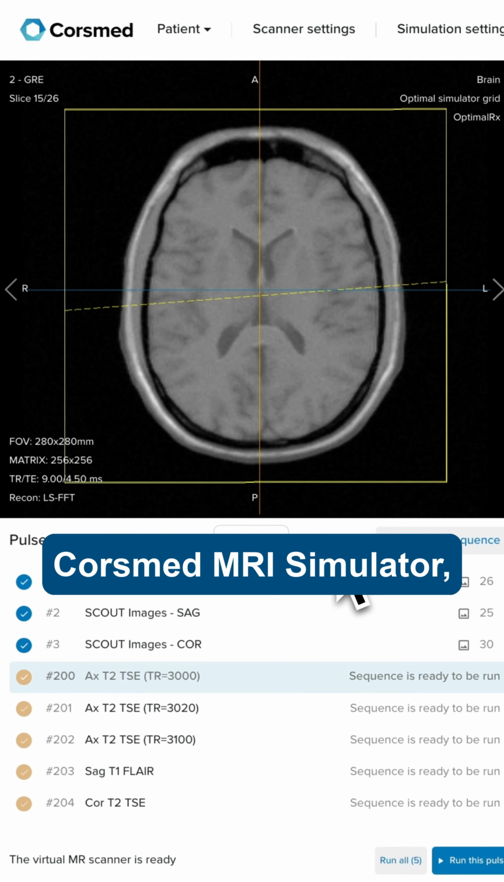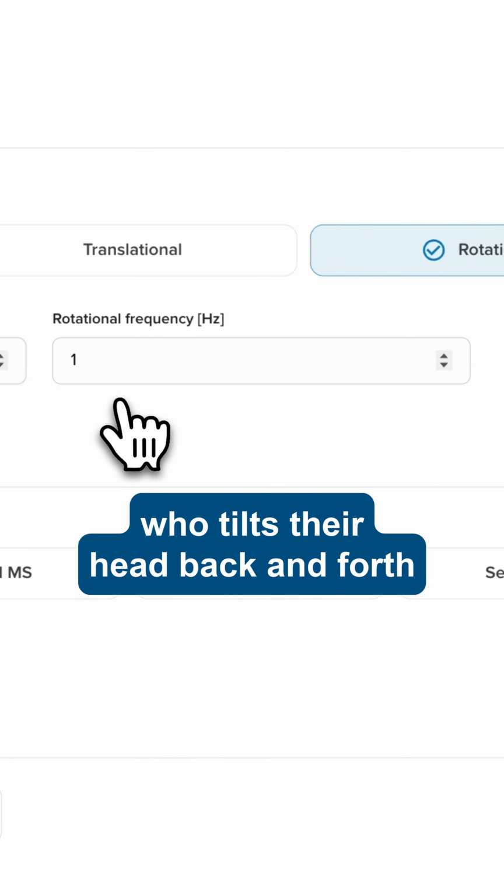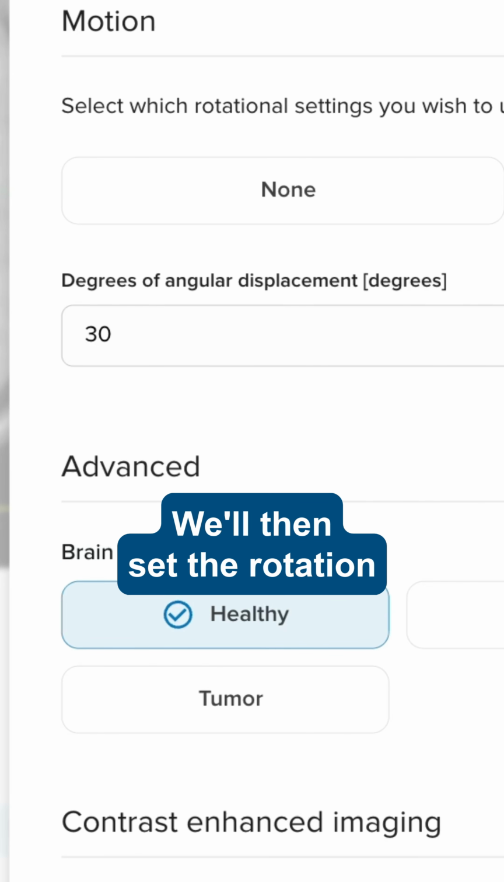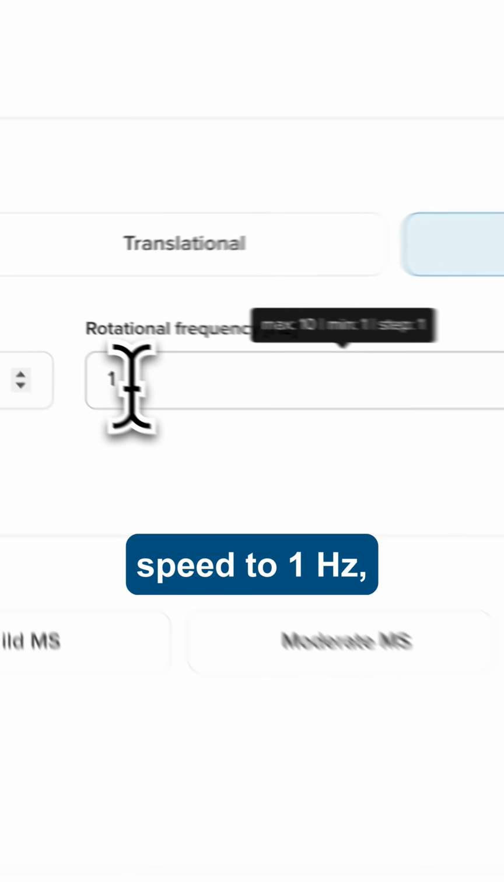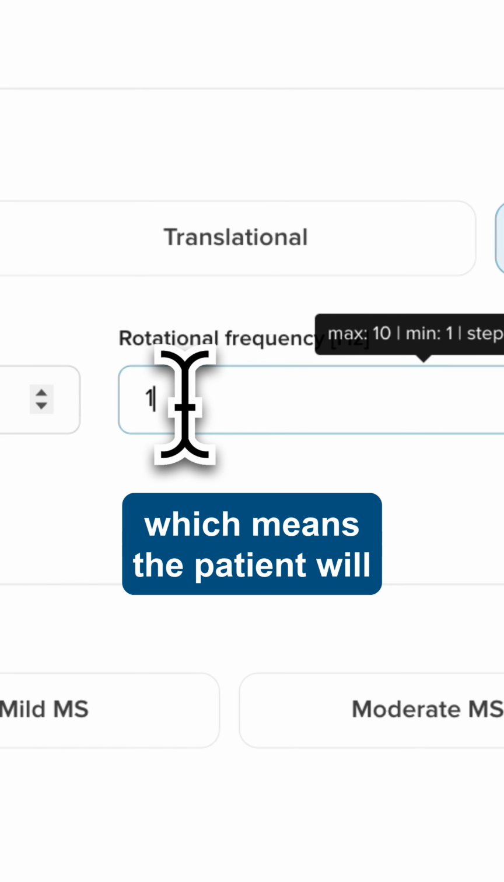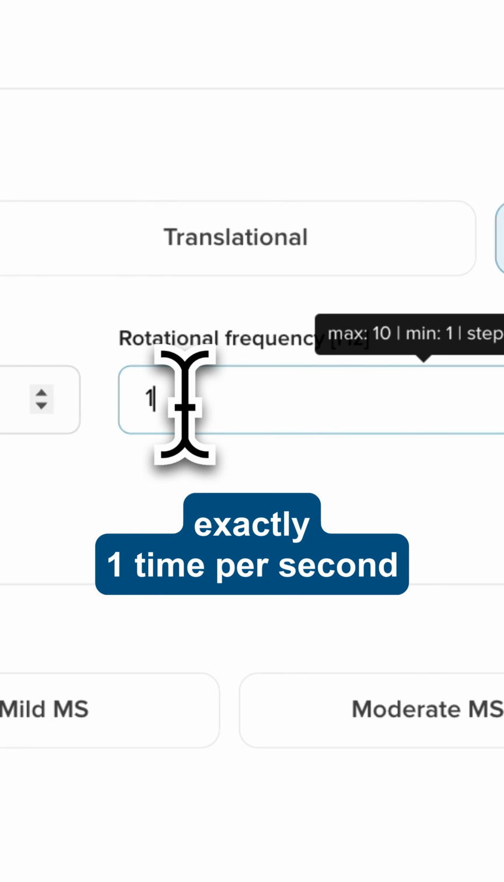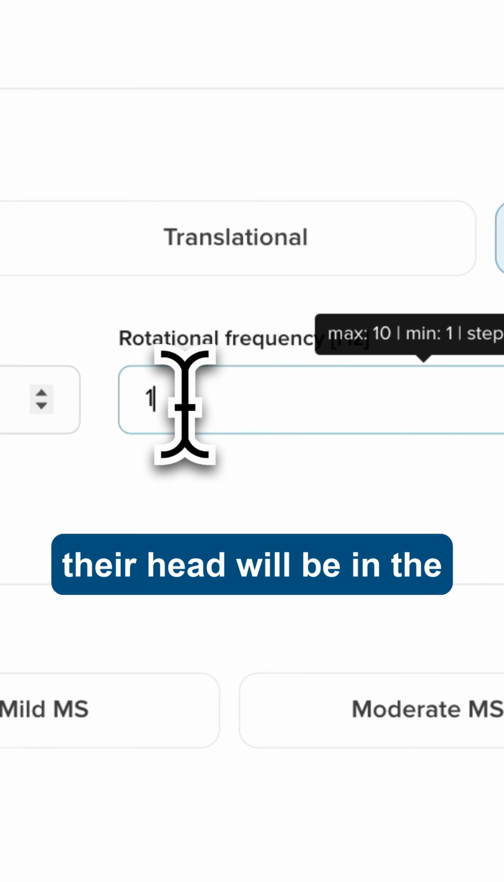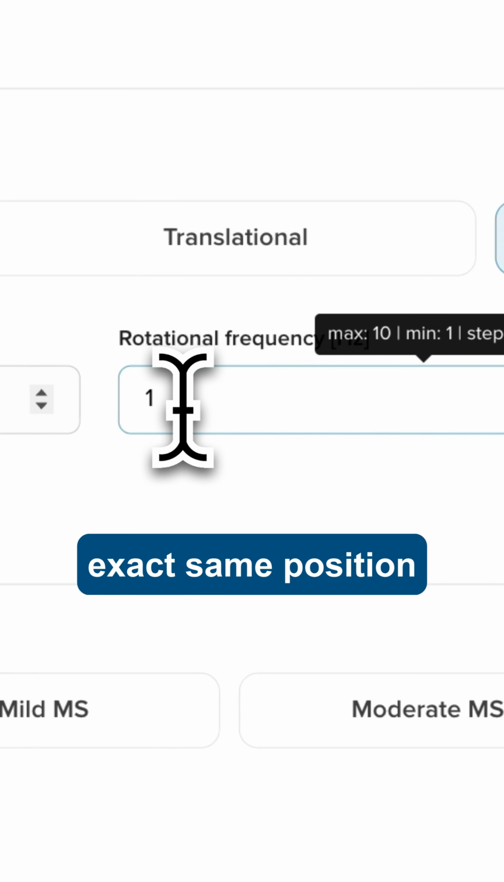Inside the Corsmed MRI simulator, rotational motion models a patient who tilts their head back and forth. We've specified that the patient should rotate their head by 30 degrees. We'll then set the rotation speed to 1 Hz, which means the patient will rotate back and forth exactly 1 time per second. So every 1000 milliseconds, their head will be in the exact same position.